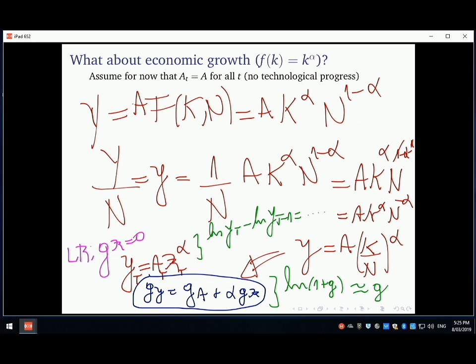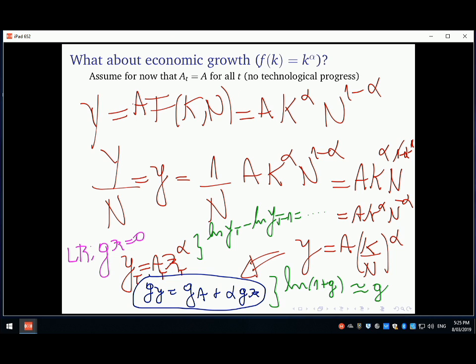Therefore, in long-run equilibrium, GY would only be positive if there is a long-term growth rate of technology, right? That GA over here. The only way that the economy can grow in the long run in this model is if technology keeps increasing over time. That is the way the economy could grow.